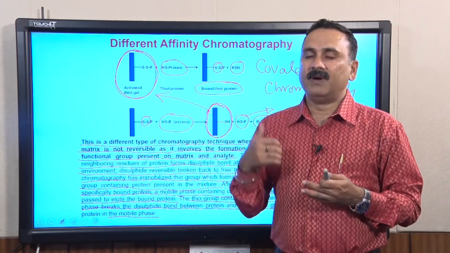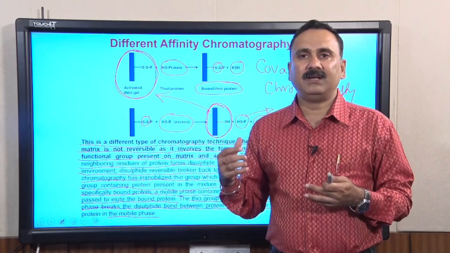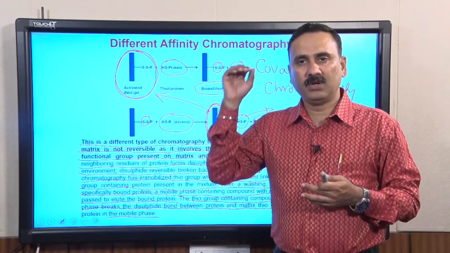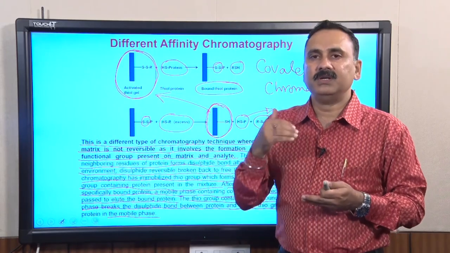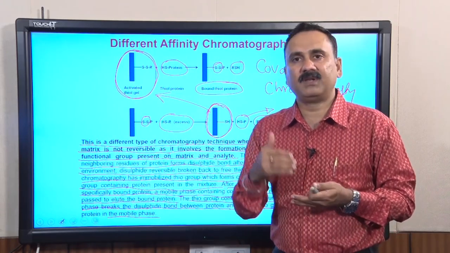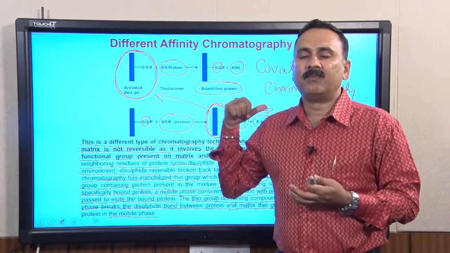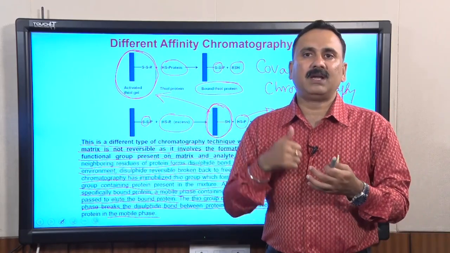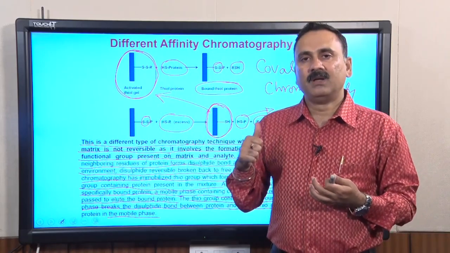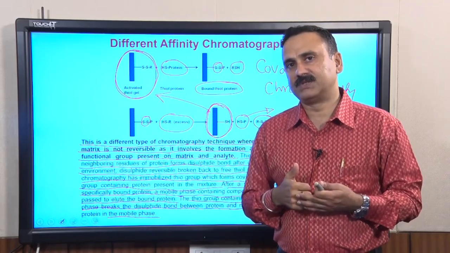But once it binds, you have to add the free thiol groups, and those free thiol groups are not only going to elute the protein from the matrix, but also going to destroy the functional group which is present on the matrix, and as a result this matrix needs to be processed again. You need to activate it again so that it can be reused for another round of protein purification.